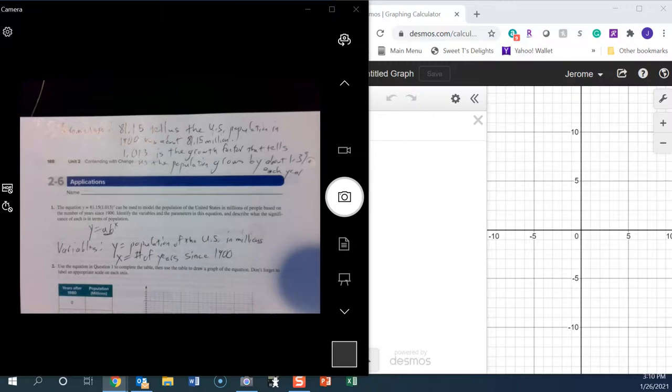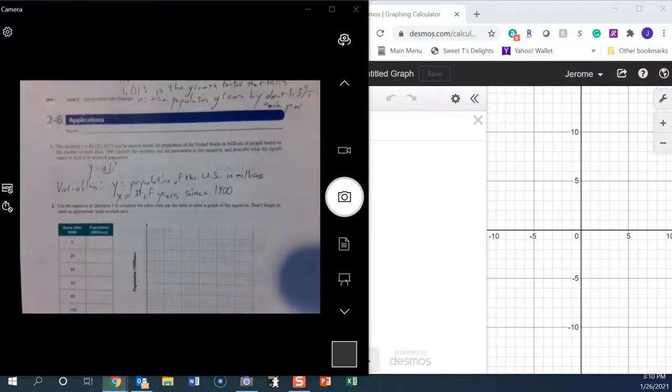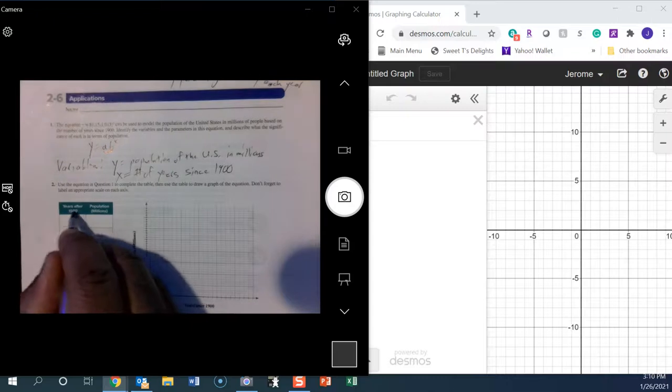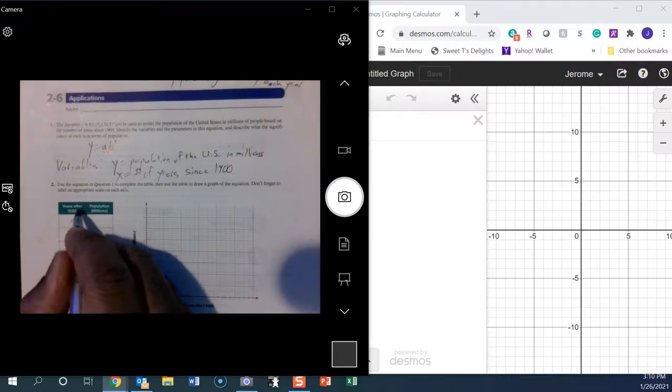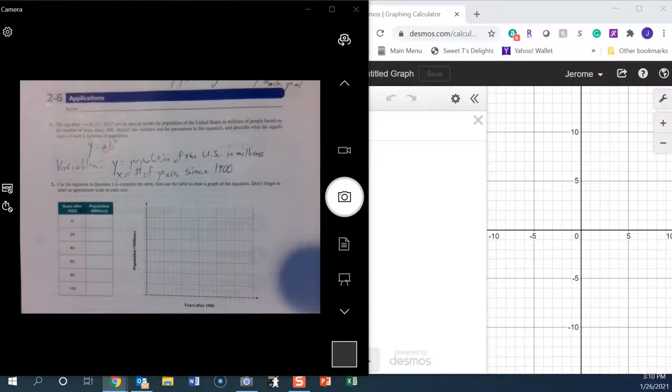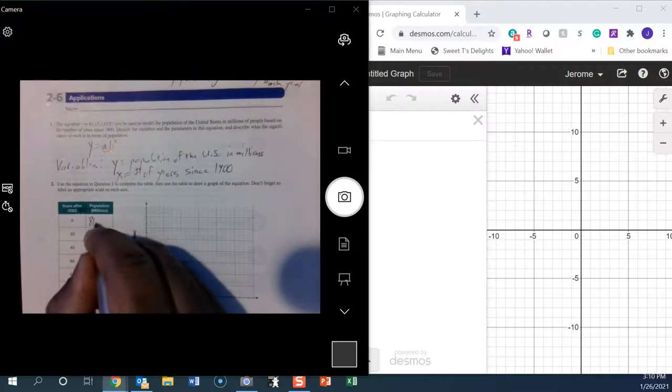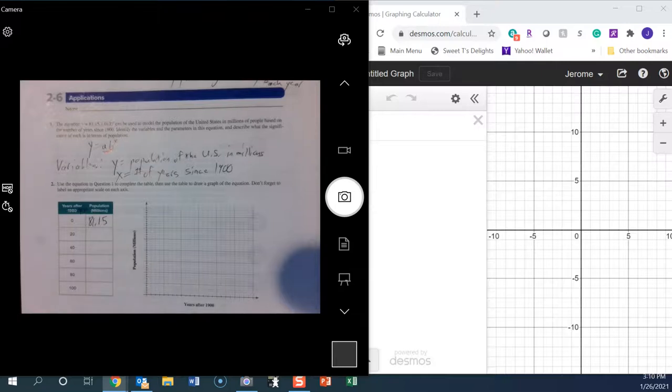Okay. All right, so now we'll go down here to number 2. It says use the equation in question 1 to complete the table. Then use the table to draw a graph of the equation. Don't forget to label an appropriate scale on each axis. Now there's a mistake on my course pack. I don't know if it's a mistake on your course pack or not, but it says years after 1980. We're supposed to be doing 1900. So change that 1980 to 1900. Okay, now the 0 year, which would be 1900, we already know is 81.15 because this population is in millions. Now we need to find out what 20, 40, 60, 80, and 100 is.